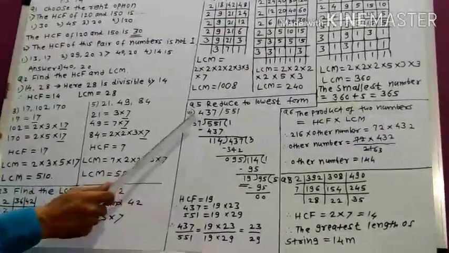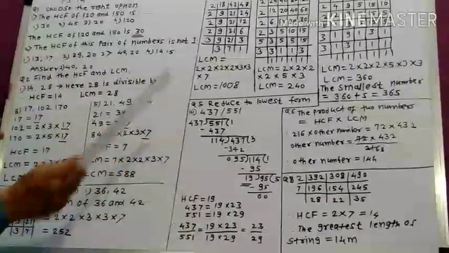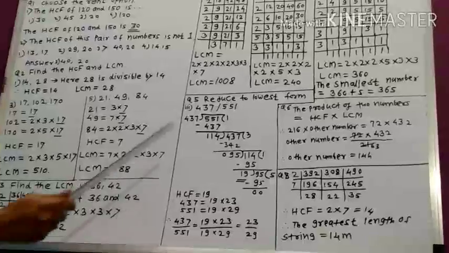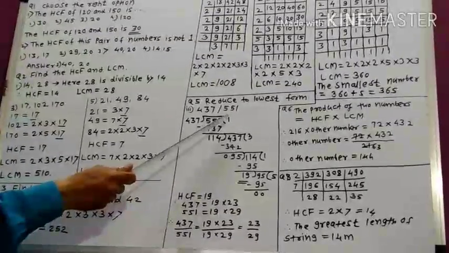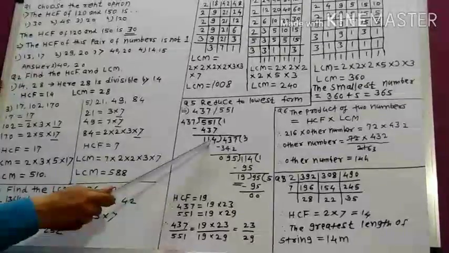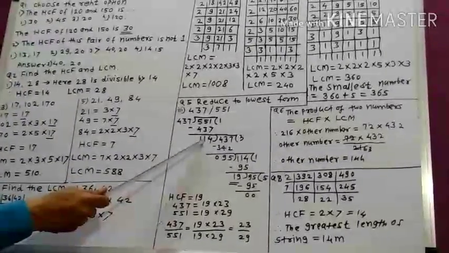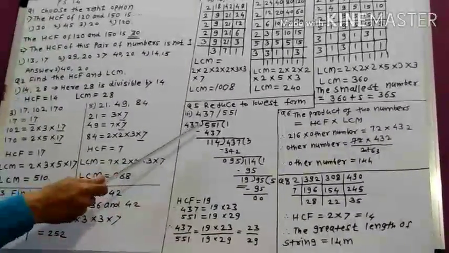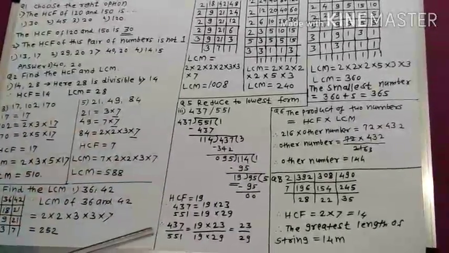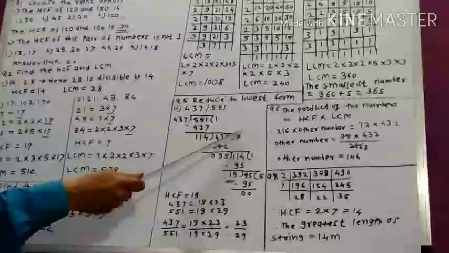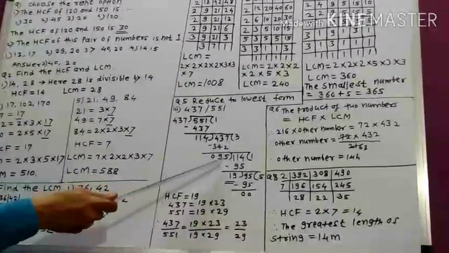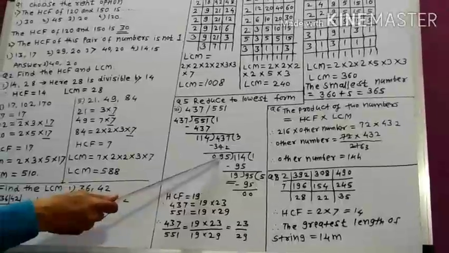Here divide 551 by 437. First we get quotient 1 and remainder 114. This remainder again divides the first divisor 437. The quotient is 3, and we get the remainder 95.